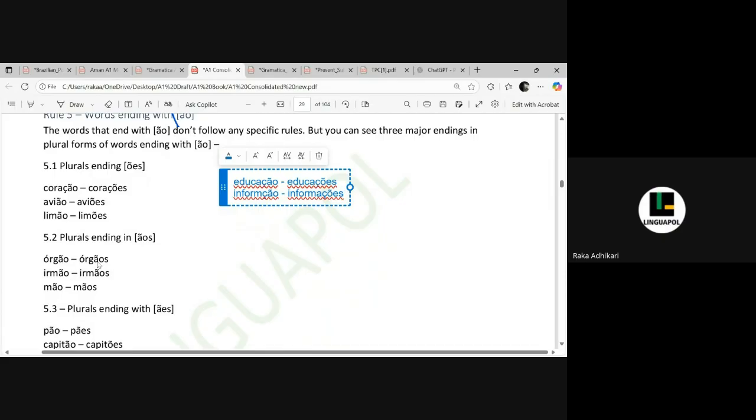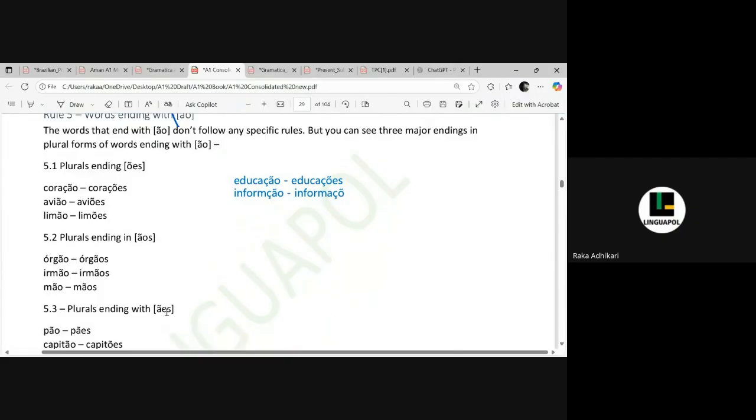But we don't have any particular logic, any particular reason why órgão will become órgãos and why it cannot become órgões or órgães. So that is very special about this rule, rule number 5, words ending in "ão." So all the words ending in "ão" can end in three different types of plurals. The plural word can end in "ões," it can end in "ãos," or it can end in "ães."